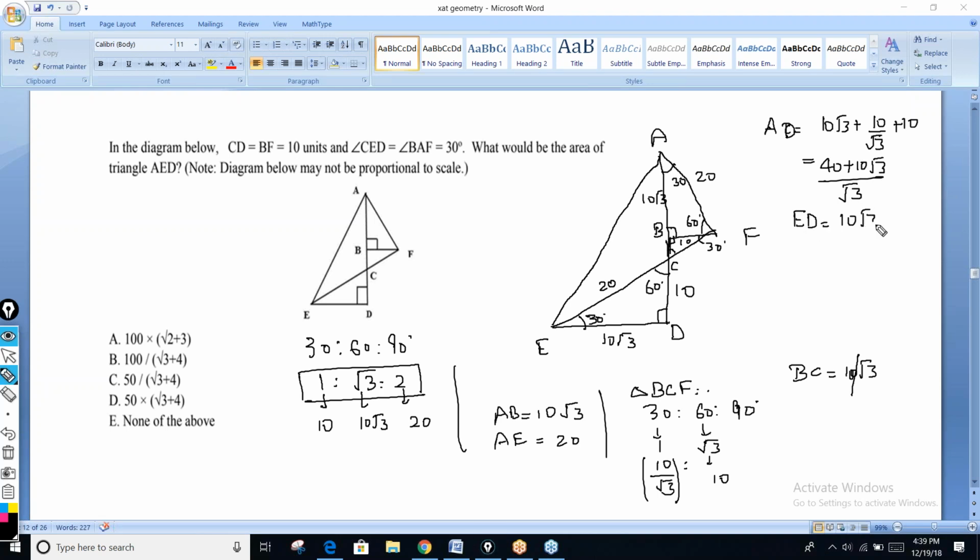So what is the area? Area is half base into height. The height is 40 plus 10 root 3 upon root 3. That root 3 will cancel out, that is 5. So what is the area? Area is 200 plus 50 root 3.